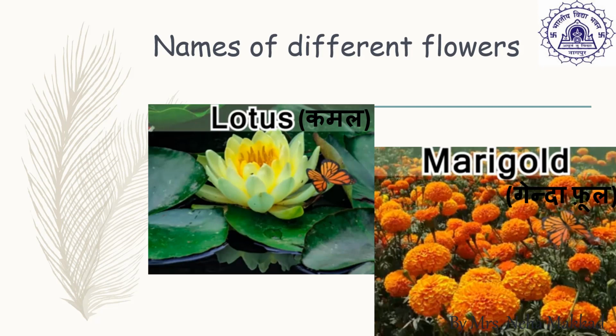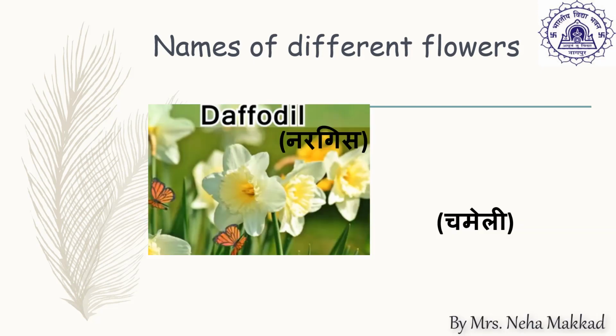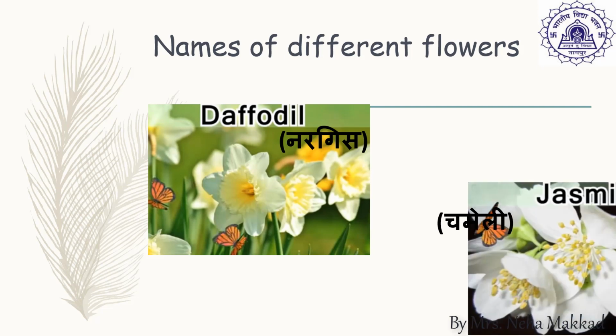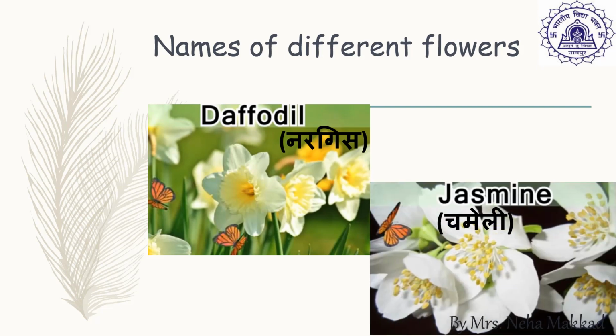The next flower, that is the marigold, is also known as the genda fool. It is orange and sometimes yellow in color. The next flower that we are going to study is daffodil. Daffodils are generally white in color and it is also known as the nargis flower in Hindi.